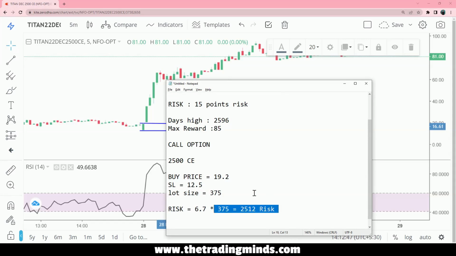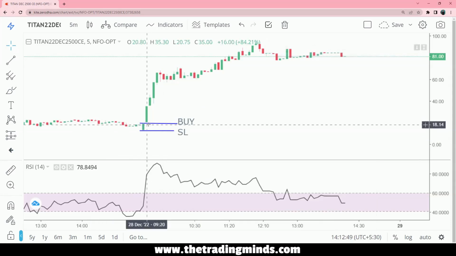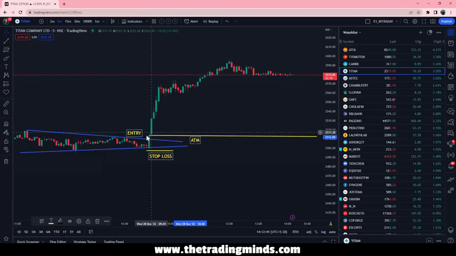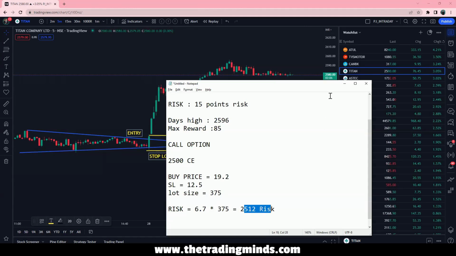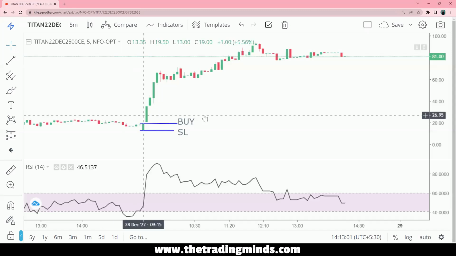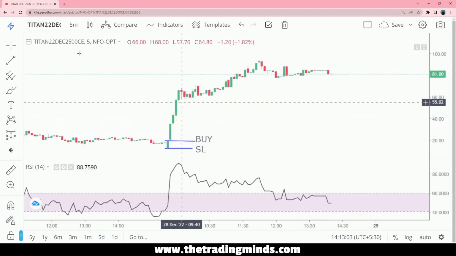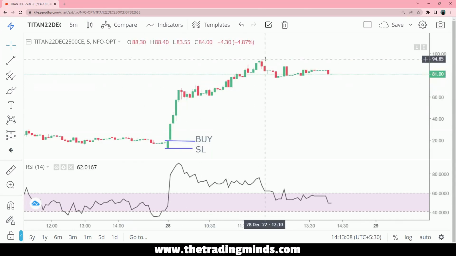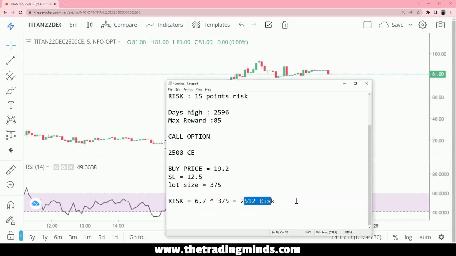If you are taking a trade today with one lot in the morning, as per this strategy, the risk will be only 2,512 rupees. And what is the reward? What is the maximum point it went? Let me check the option chart here. This is the option chart. See, 2,500 call option. The maximum point it went is 94 rupees. 94. Can you imagine? So max reward is how much? It went to 94.